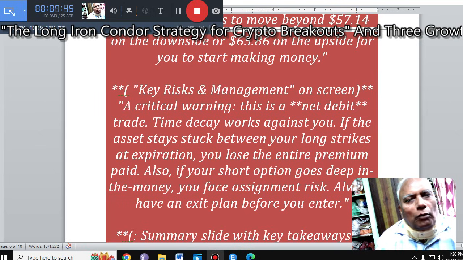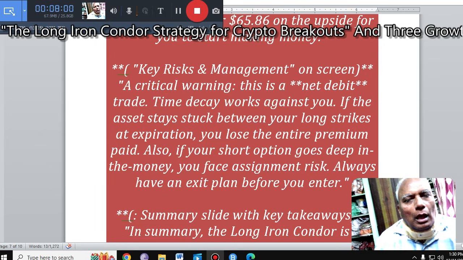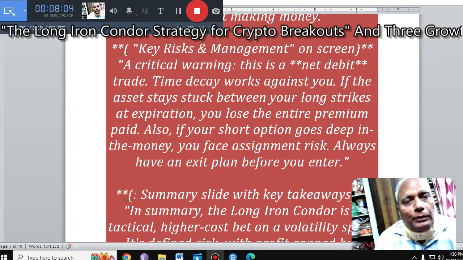A critical warning: this is a net debit trade. Time decay works against you if the asset stays stuck between your long strikes at expiration. You lose the entire premium paid. Also, if your short options go deep in the money, you face assignment risk. Always have an exit plan before you enter.